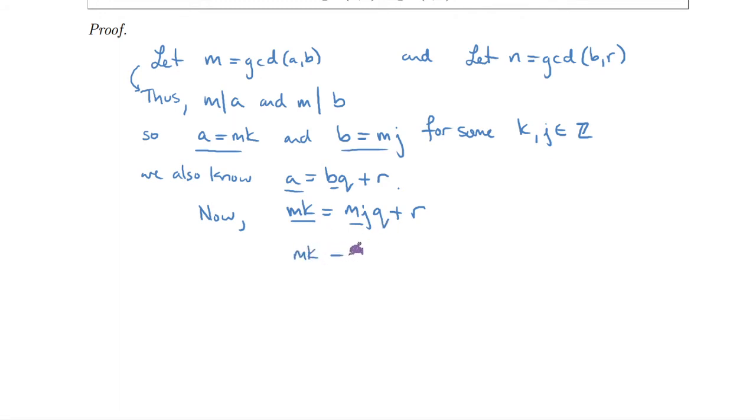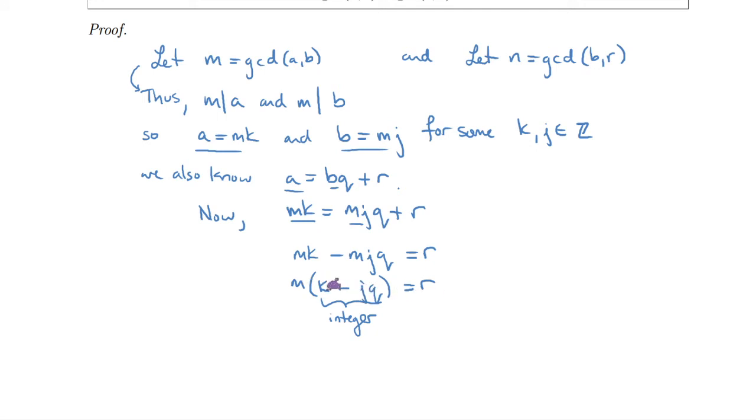So I have mk minus mjq is equal to r. And now these two terms have a factor of m, so I can factor that out. m times k minus jq is equal to r. And this right here, since k, j, and q are all integers, this is an integer. Right? So what does this equation tell you?